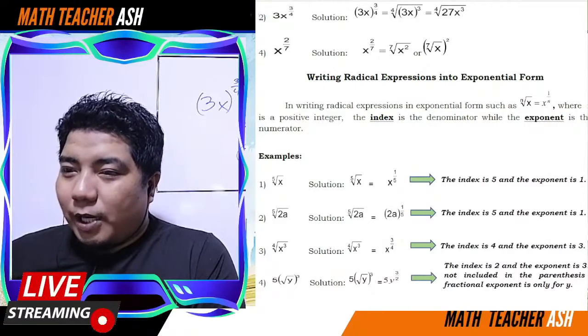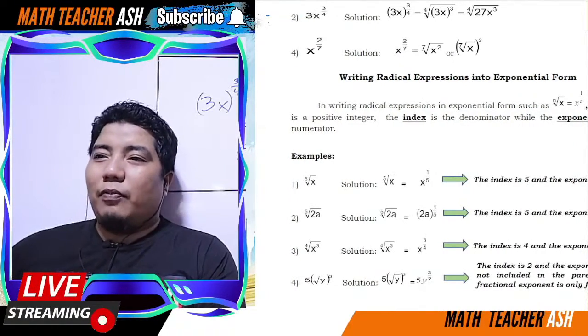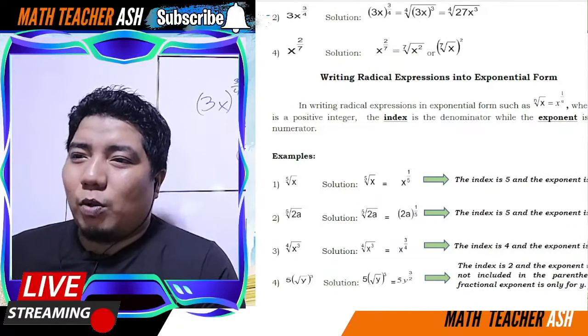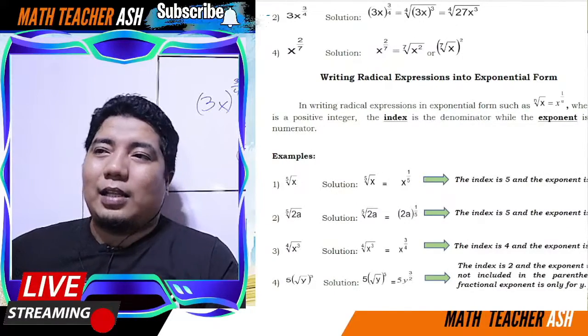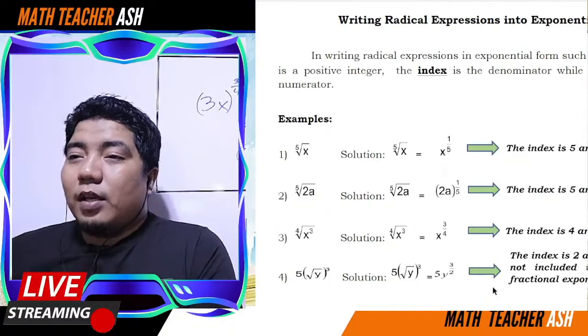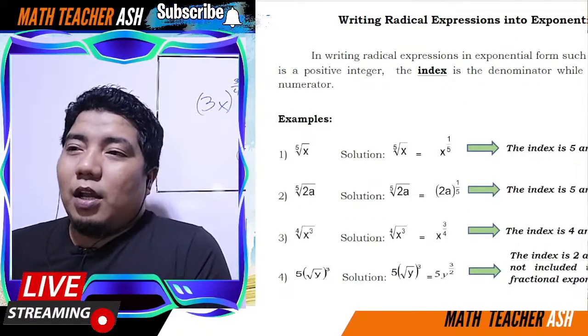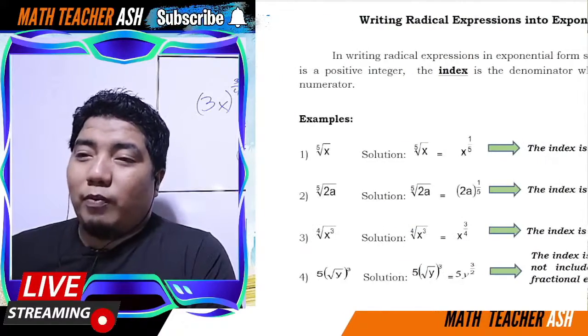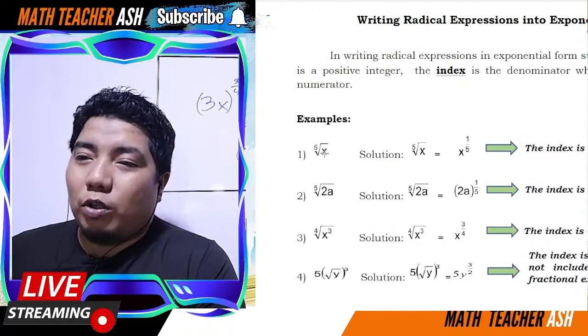Alright, so now let us go to the next part. Writing radical expression into an exponential form. So, ito naman, my dear math learners, napakadali lang. Kabaliktaran lang ito. So, ang binigay ay radicals at ang gagawin mo ay gawin siyang exponential, rational exponent. Okay, exponential form. Ayan. So, we have here the 5th root of x.